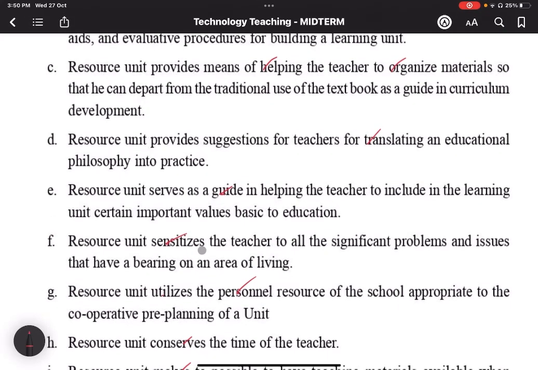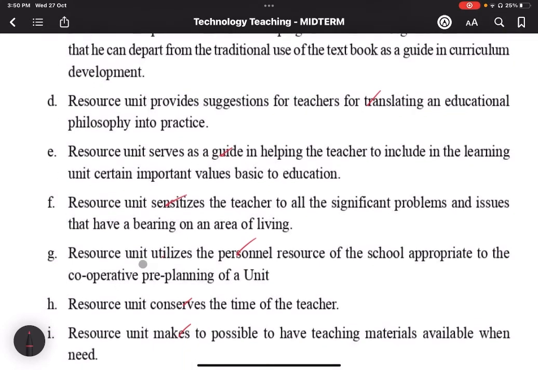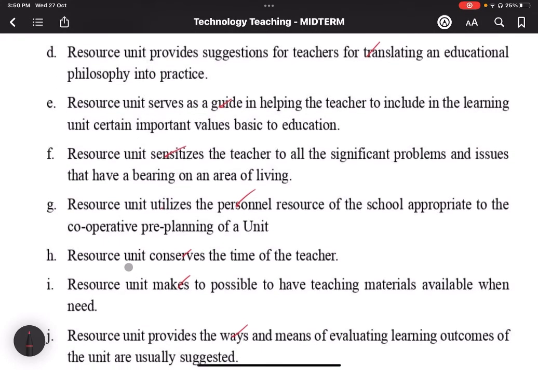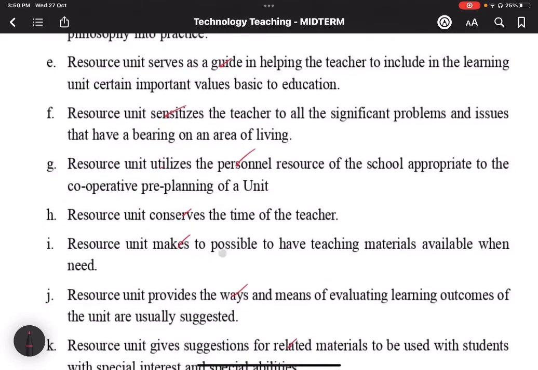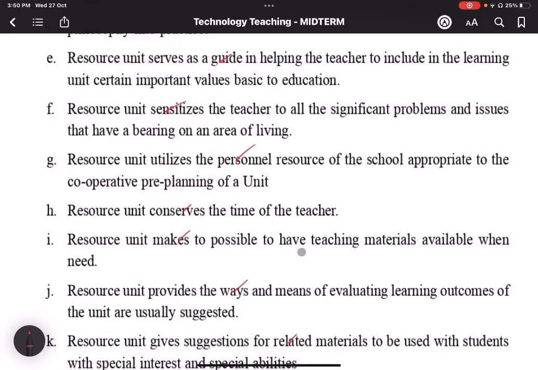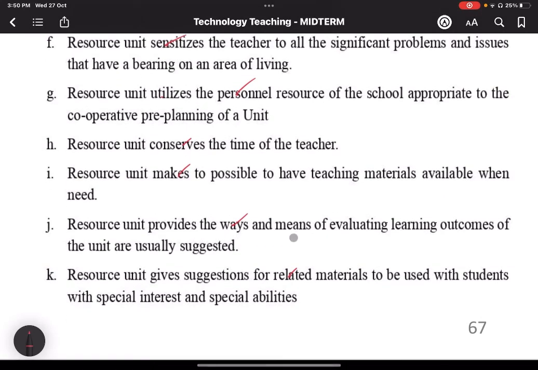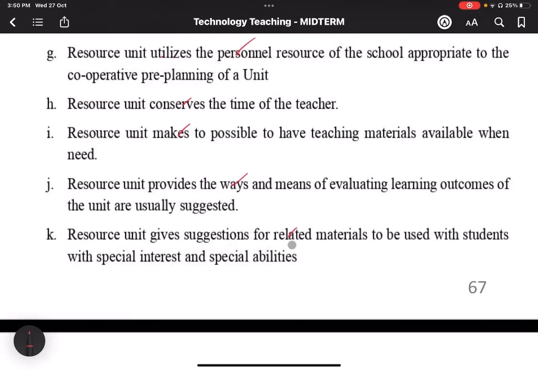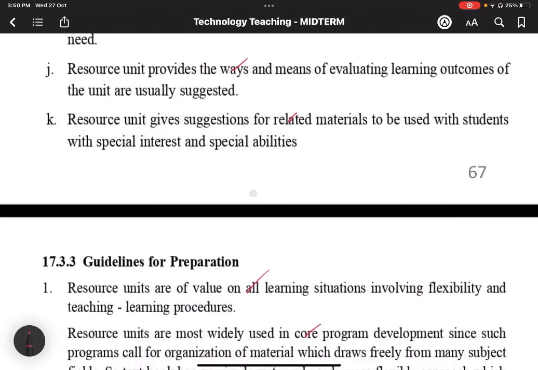A resource unit sensitizes the teacher to all the significant problems. A resource unit utilizes the personal resources of the school. A resource unit conserves the time of the teacher. A resource unit makes it possible to have teaching materials available when needed. A resource unit provides the ways and means of evaluating learning outcomes. A resource unit gives suggestions for related materials. Those are the need and importance of resource units.